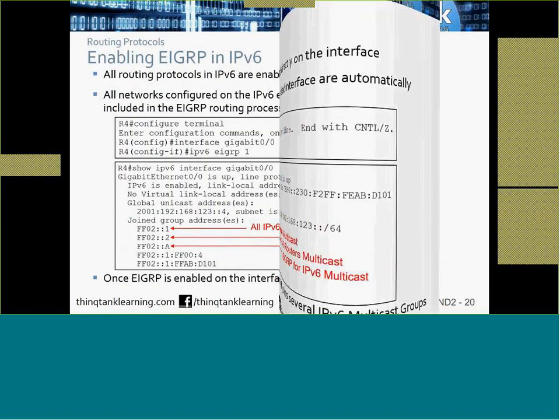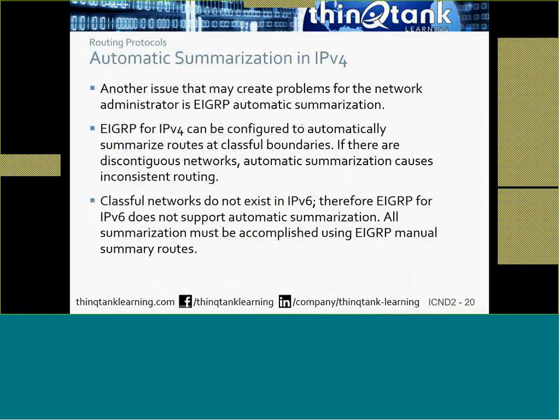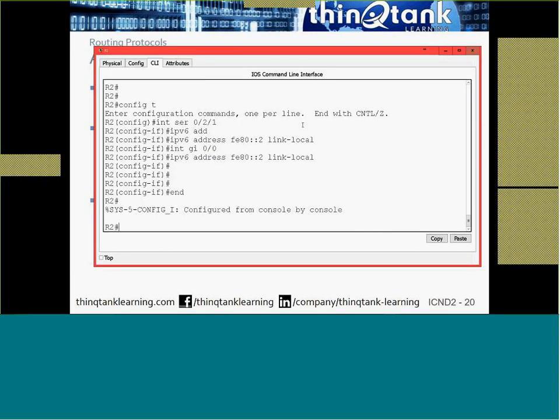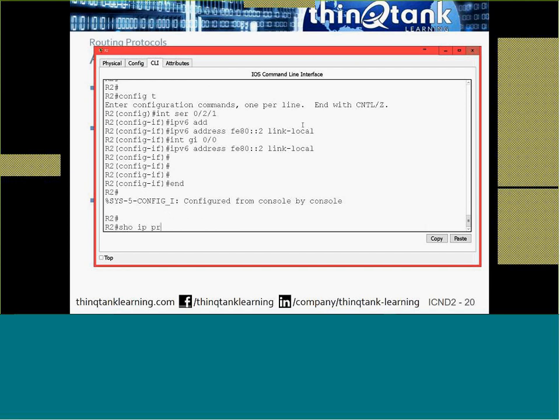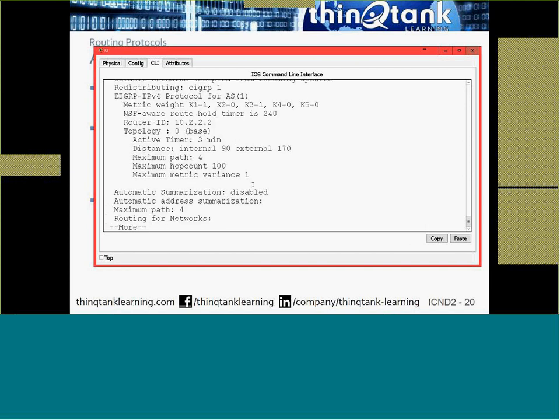All right. What about automatic network summarization in EIGRP? We know what auto summary does. It forces the router to act like a classful router, even though it might be classless. EIGRP technically does the same thing. We didn't disable the auto summary feature, but if you do a show IP protocols, you will see that automatic network summarization is disabled by default, which is why we didn't have to concern ourselves with it.